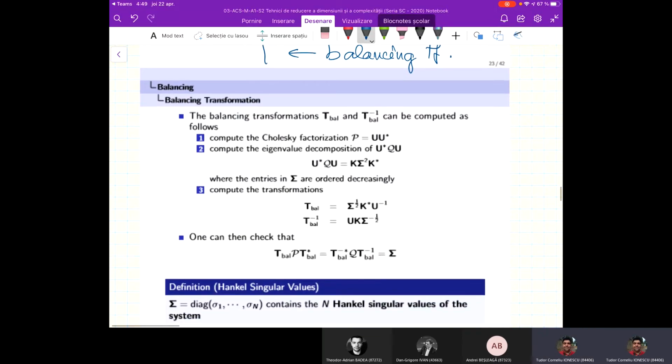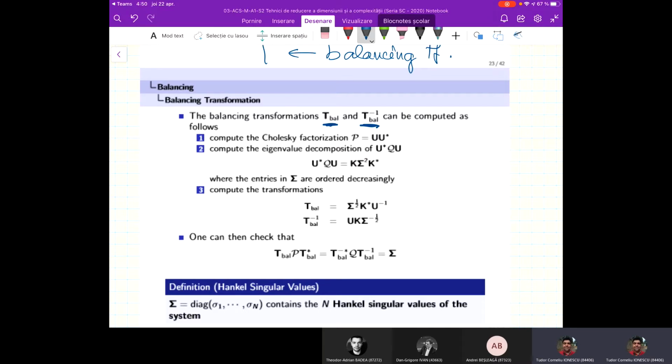Okay, now here is an algorithm. We're going to read a little bit in the book of Antoulas about this. The main algorithm is not the most efficient possible. There are numerous more efficient versions, but the basic algorithm to yield a balancing coordinate transformation is given by the following. The balancing transformation, we call it T-bal, just like MATLAB calls it. It can be computed as follows.